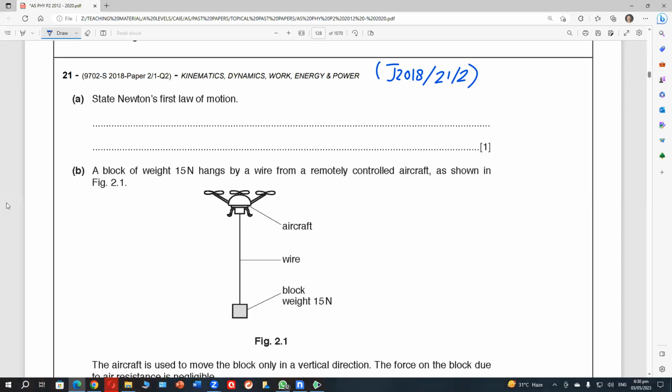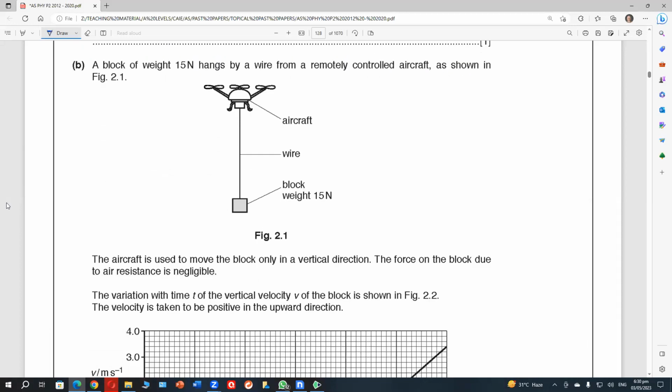An object will remain in a state of rest or motion unless an external resultant force acts. Very good. It will remain at rest or it will remain in motion with the same speed in the same direction until an external force is applied on it.